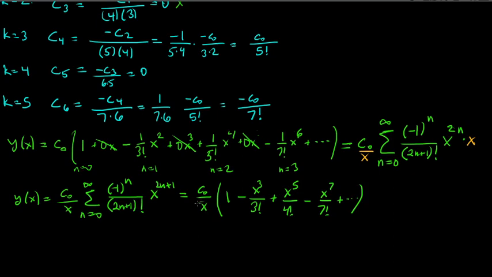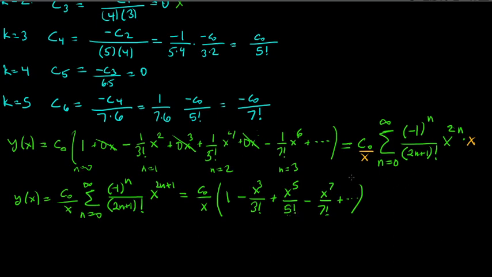So, by removing the x, or dividing by x on the outside, now I have the same exponents as the factorials, and I don't know what I'm doing wrong here. This is not 4 factorial, this is 5 factorial. Again, easy fix there. 5 factorial, there we go.